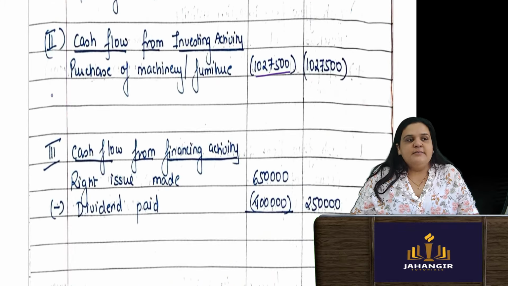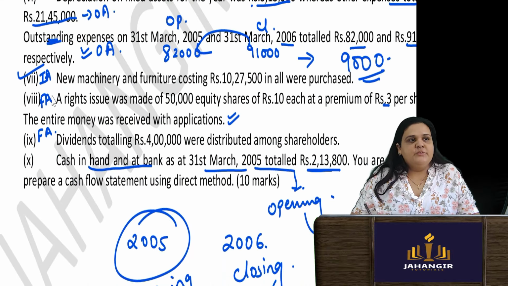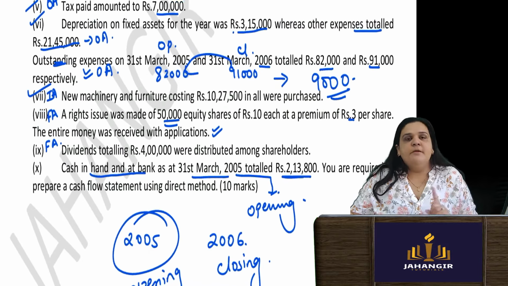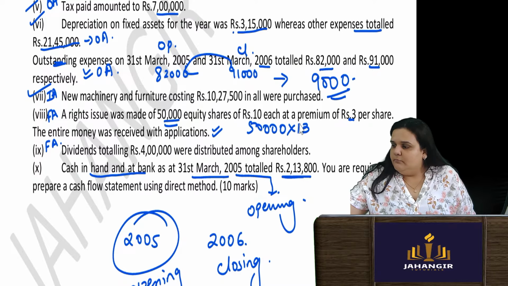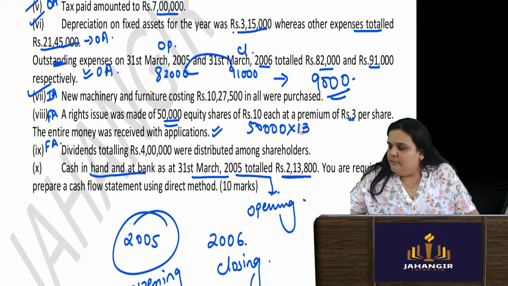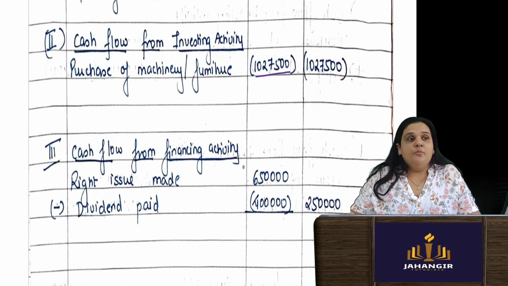And the last one is cash flow from the financial activities. There are two things. One was dividend and one was rights issue. For rights issue, they are saying 50,000 equity shares of rupees 10 each. Premium is 3 rupees per share. So obviously, I will take 50,000 into 13 rupees. 6,50,000 will be my cash coming in because of this rights issue.